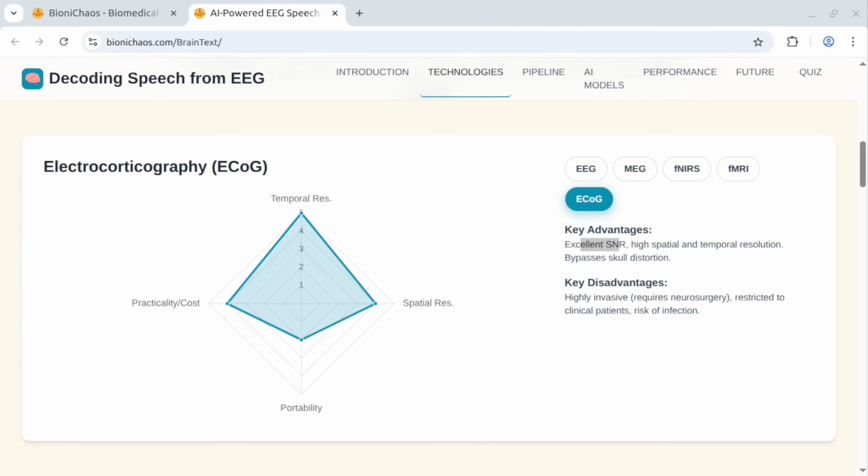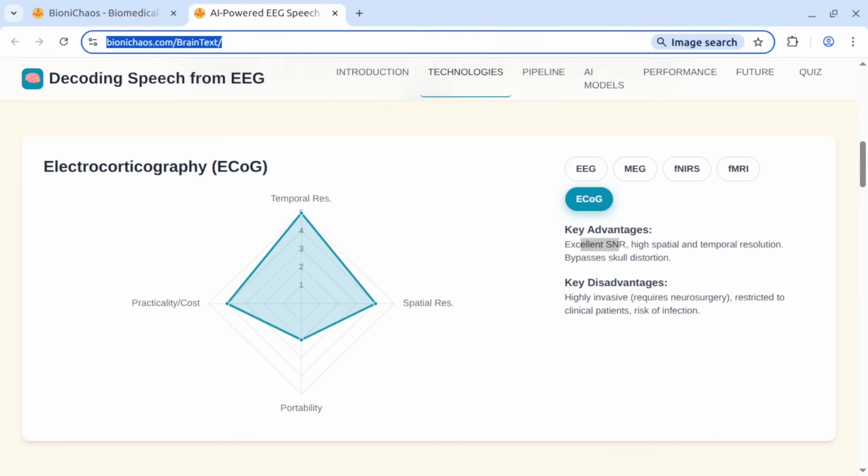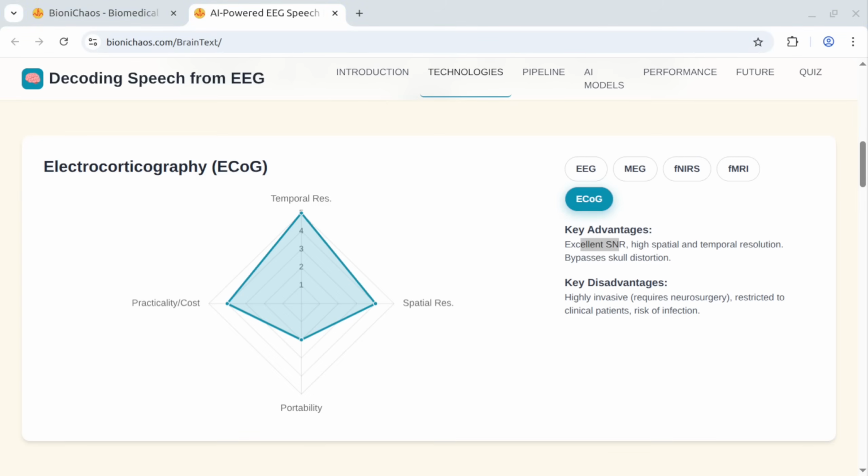The signal-to-noise ratio, SNR, relates to both temporal and spatial resolution by indicating the clarity of the brain signal captured by the technology. A higher SNR means a stronger, clearer signal relative to background noise, which generally leads to better resolution. In the case of ECoG, the key advantages state excellent SNR, high spatial and temporal resolution. This means that ECoG's ability to minimize noise and maximize the signal allows for very precise measurements, both in terms of when brain activity occurs, temporal, and where it occurs, spatial.